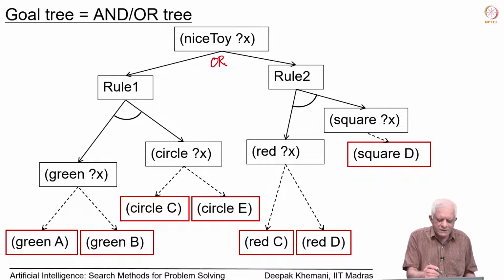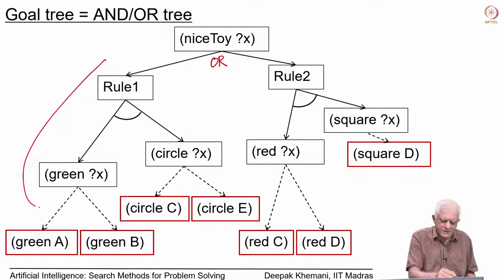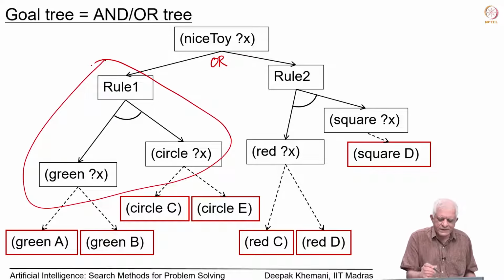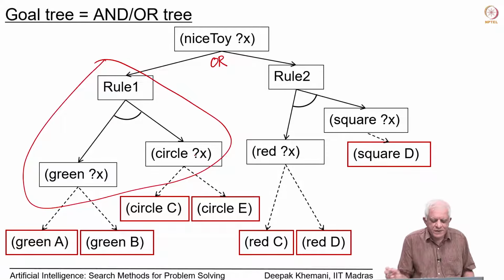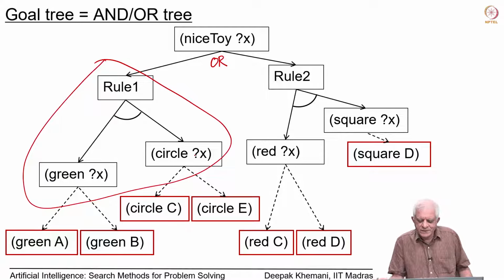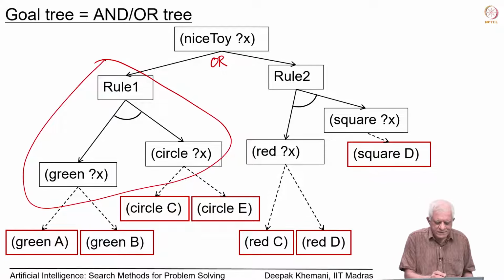But if you apply rule 1, this whole thing represents rule 1. It says that look for a green object which is also a circle. So, this x and this x must match the same object. And rule 2 says look for a red object which matches a square. And the red triangle, the red outline rectangles at the bottom here, all these, they are the facts in some sense.